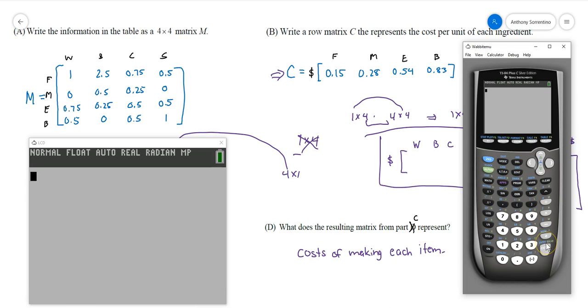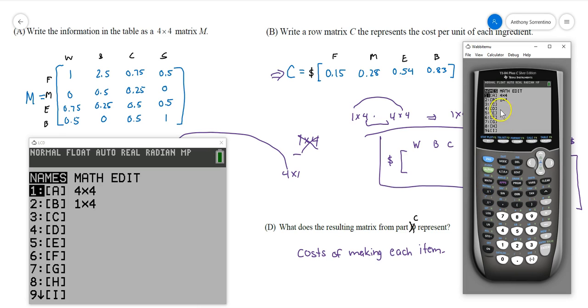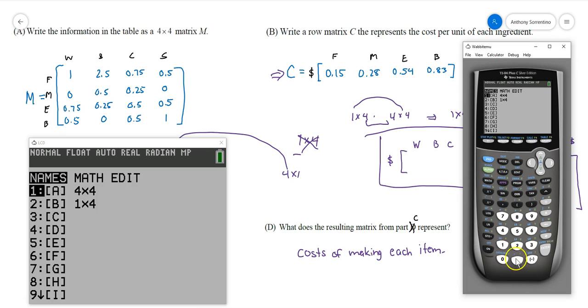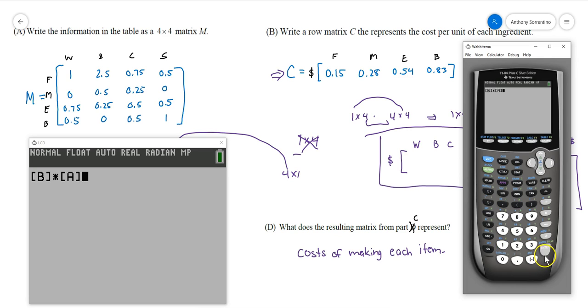So now I'm back here. I want to do a calculation. I want to do C times M. Or in our case, it's going to be B times A. So now I'm going to come to matrix. I'm going to choose matrix B. So when I'm under names, it's just going to pull matrix B into my normal calculator menu, times second, matrix A. And I get my answer.